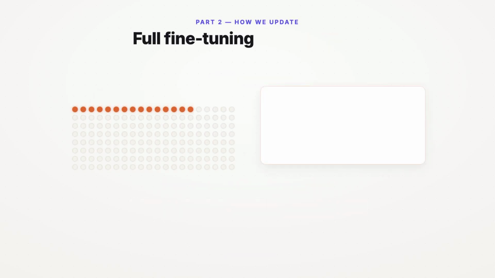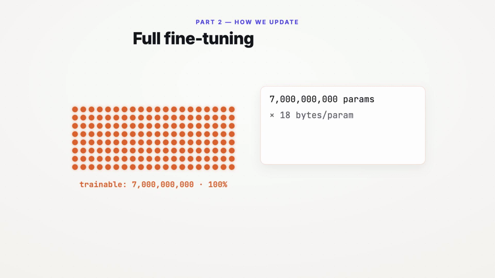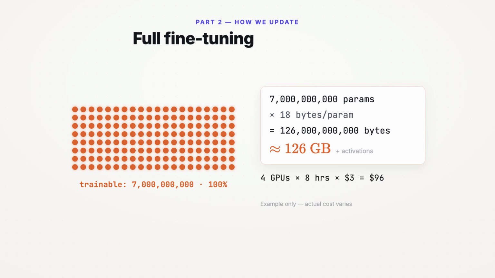Now, how do we update the weights? Full fine-tuning lets every weight change, 100% of them. Maximum flexibility. But for a 7 billion model, mixed precision training needs roughly 18 bytes per parameter. 7 billion times 18 is 126 gigabytes before activations. That means multiple big GPUs. A rough experiment: 4 GPUs, 8 hours, $3 an hour, $96, and you'll run many. Use it when you have the compute, the data, and the smaller methods just aren't enough.